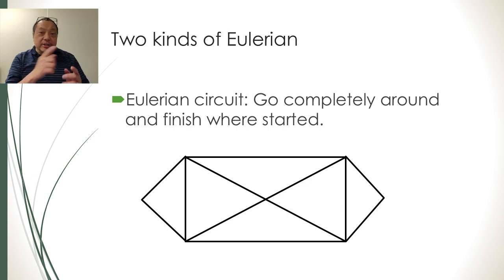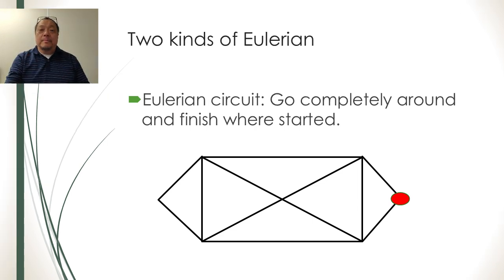The first kind is the one we've seen. We were able to go completely around and finish where we started. We call it an Eulerian circuit. For this example, we did it twice. First time we started at the bottom there, and also ended at the same point at the bottom. The second time we started on the right side and also ended there. That makes this an Eulerian circuit.